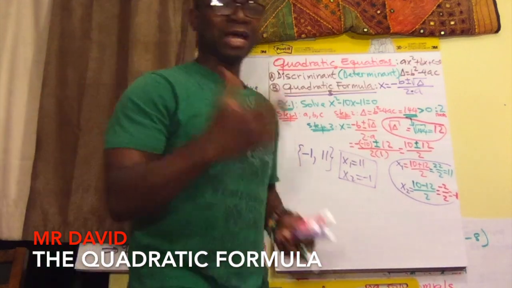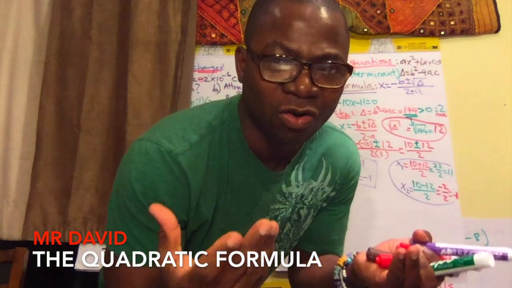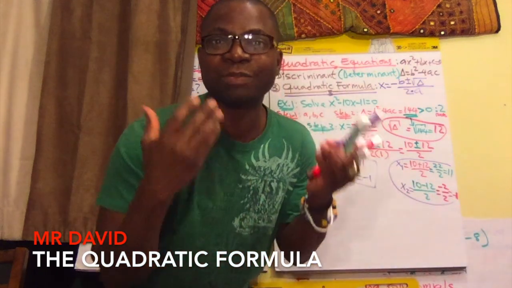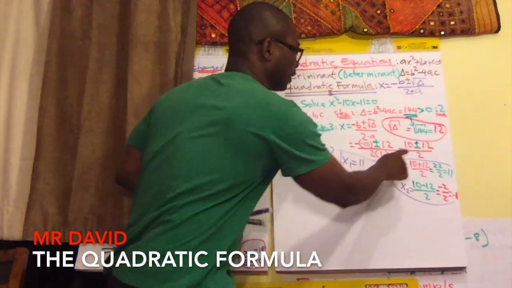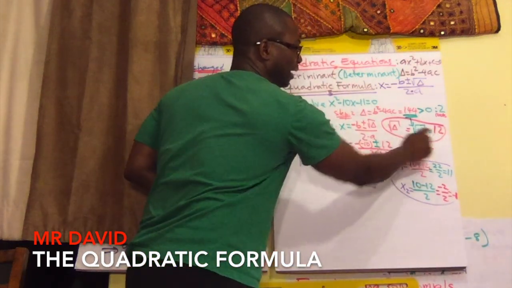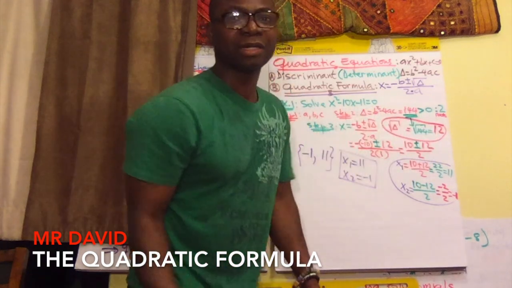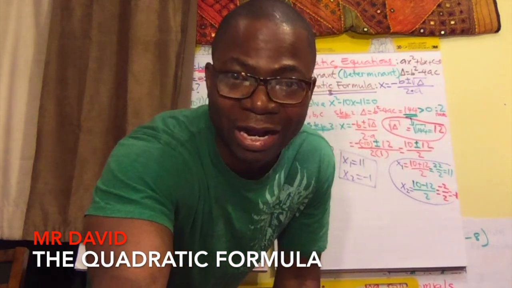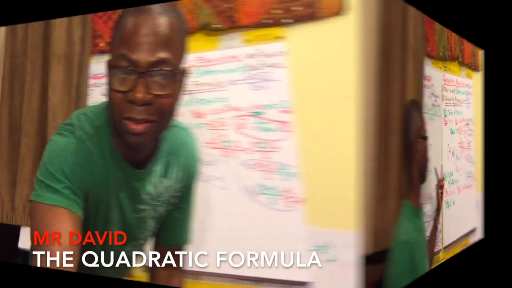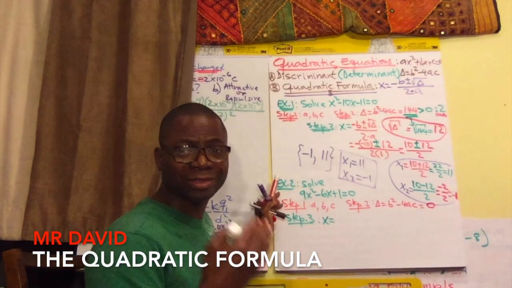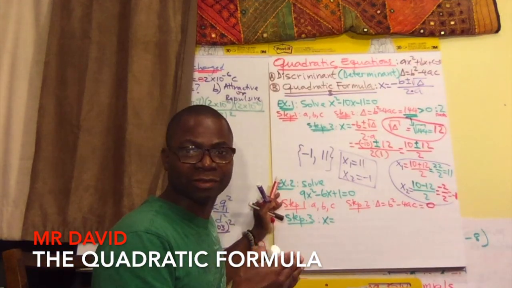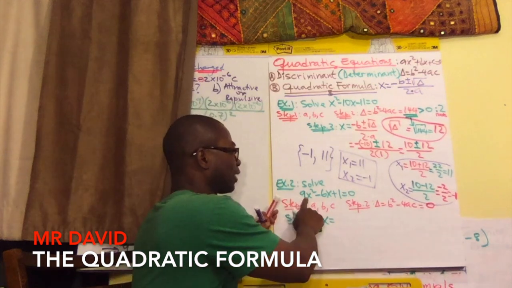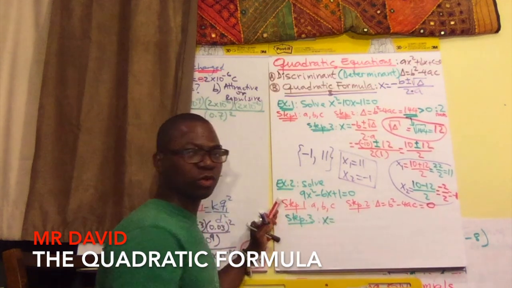Okay, so that's the case where your delta, your discriminant, is positive. When your discriminant is positive, you could go ahead quickly and find the square root of the discriminant. Okay, so let's see what happens when it is not. So for example 2, we're going to use the same example from the previous lesson. We're going to solve 9x squared minus 6x plus 1 equal to 0.